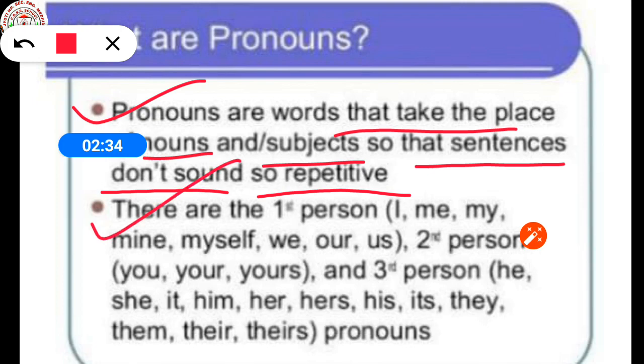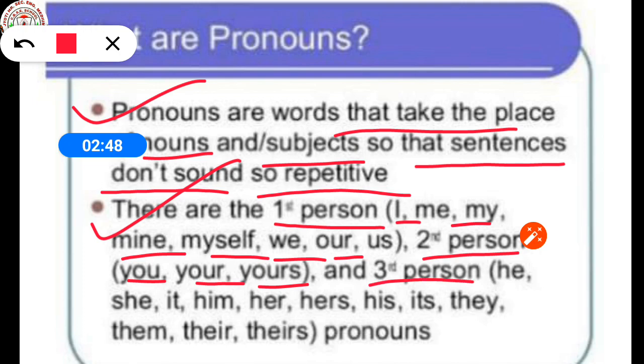So in pronouns there are first person, that relates with I, me, my, mine, myself, we, our, us, etc. Second person relates with you, your, yours, and third person relates with he, she, it, her, hers, his, its, they, them, their, theirs, etc. That all relates with pronouns.